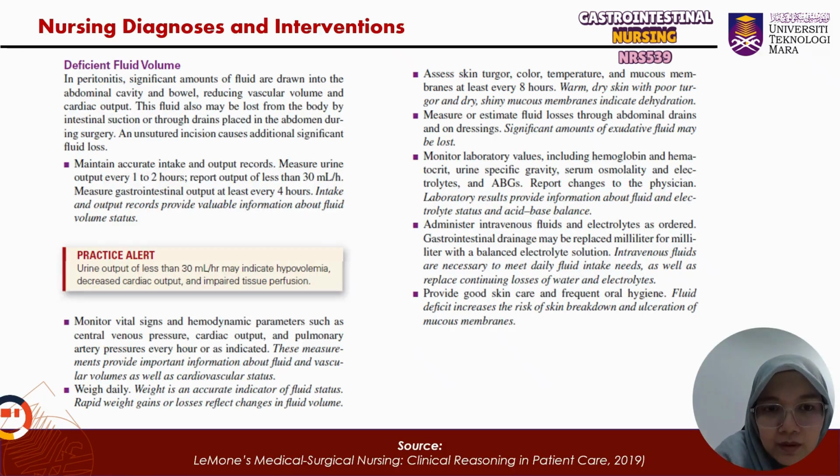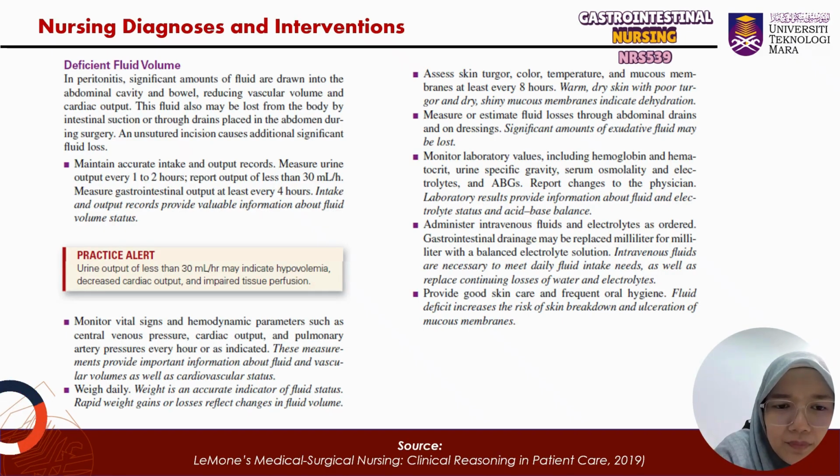For nursing diagnosis for patient with peritonitis, the first and priority nursing diagnosis would be deficient fluid volume. In peritonitis patients, there are significant amounts of fluid loss into the abdominal cavity and the bowel, reducing the vascular volume and also the cardiac output. The nursing interventions for this, the first one would be to maintain accurate intake and output records.